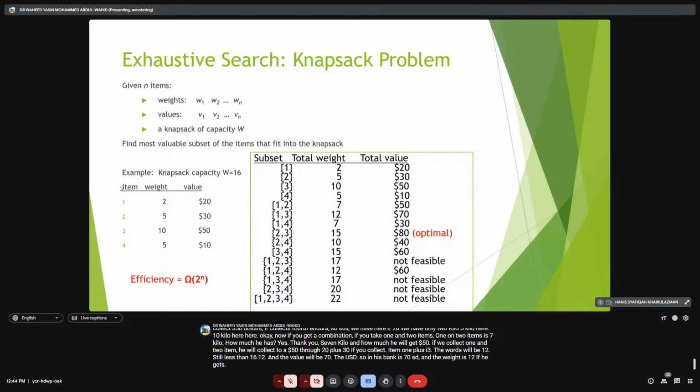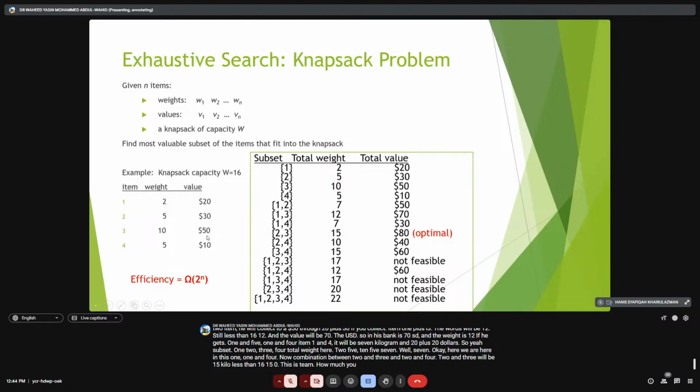If he gets items 1 and 4, it will be 7 kilogram and 20 plus 10, $30. So for subsets 1, 2, 3, 4, the total weights here are 2, 5, 10, 5, then 7, 12, 7. Now the combinations 2 and 3, and 2 and 4. Items 2 and 3 will be 15 kilo, less than 16.